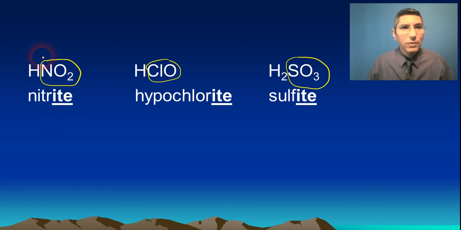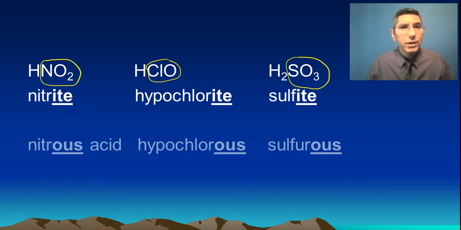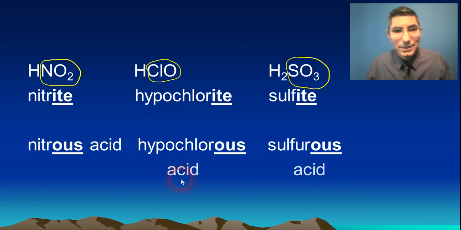And so HNO2, derived from nitrite, becomes nitrous acid. And ClO is hypochlorite, so its acid form is hypochlorous acid. And SO3 is sulfite, so its acid form is not sulfus. Remember, it adds that extra syllable. Sulfur and phosphorus containing acids do this.